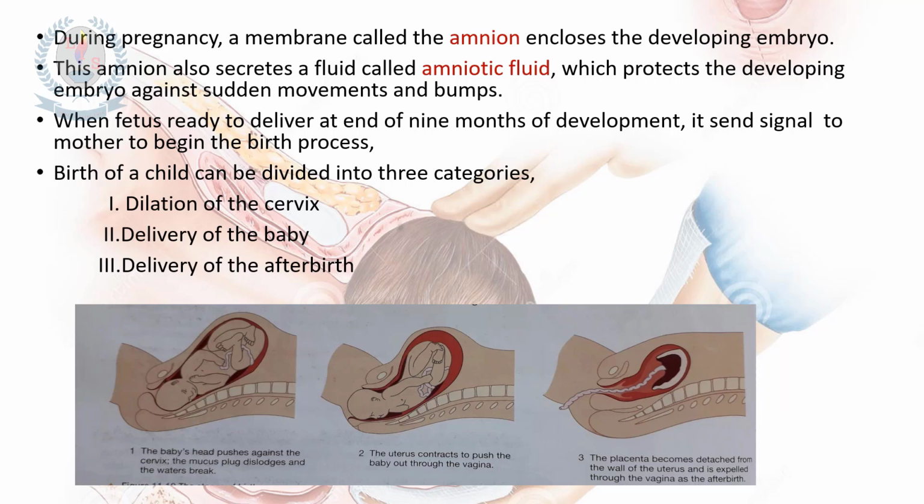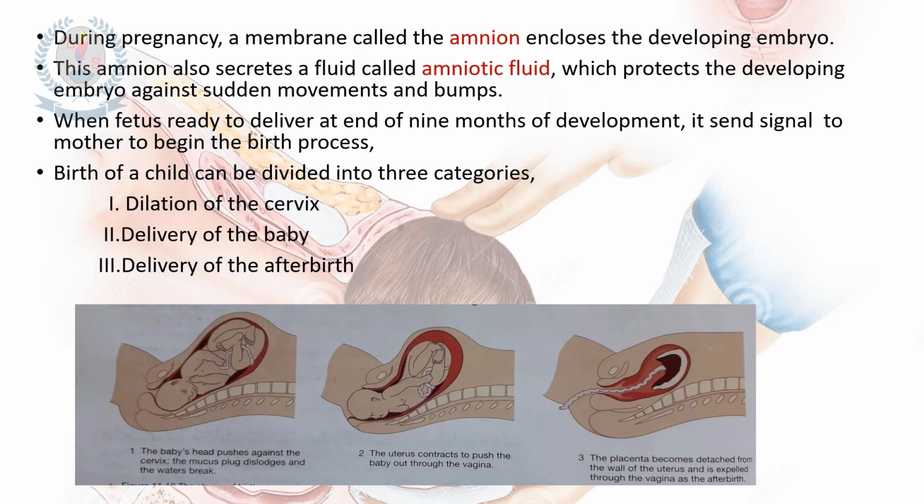As this first one shows, the first part is the dilation of the cervix. With the actions of the muscles of the uterus, the amnion tears and the baby is getting ready to come out through the cervix. The release of the amniotic fluid is generally known, in some countries, as water breaking.